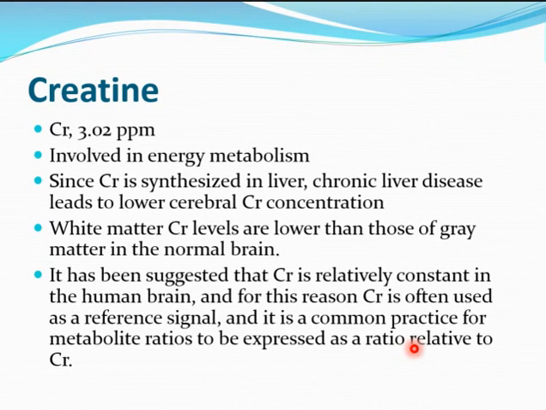Okay? It has been suggested that creatine is relatively constant in the human brain. For this reason, creatine is used as a reference signal. Usually, most of the time, not all of them, most of the times, creatine will be fixed. It will not increase or decrease because it's synthesized in the liver. It's not in the brain. Okay? So, we use creatine to correlate other metabolites. If the NAA increased relative to the creatine, decreased relative to the creatine, and so on and so forth. Okay?